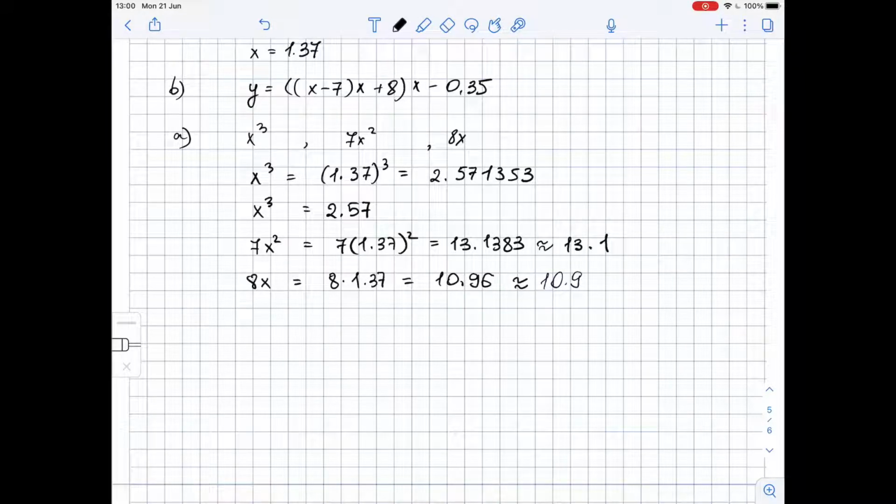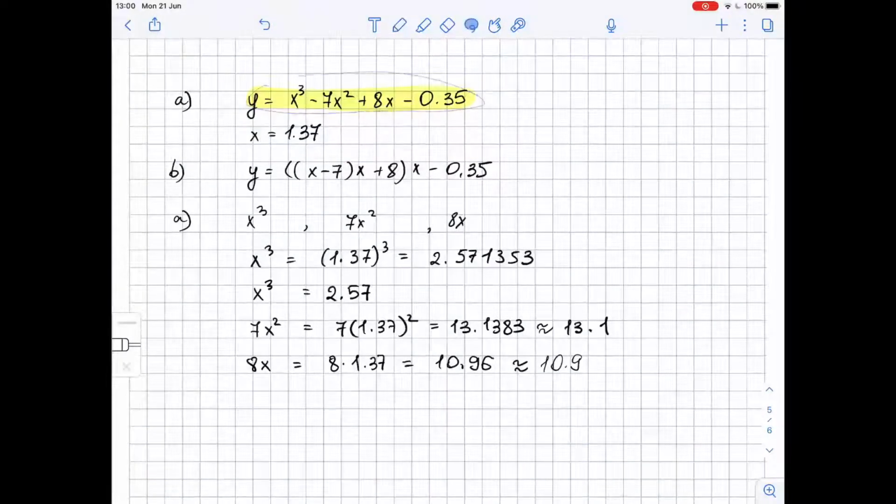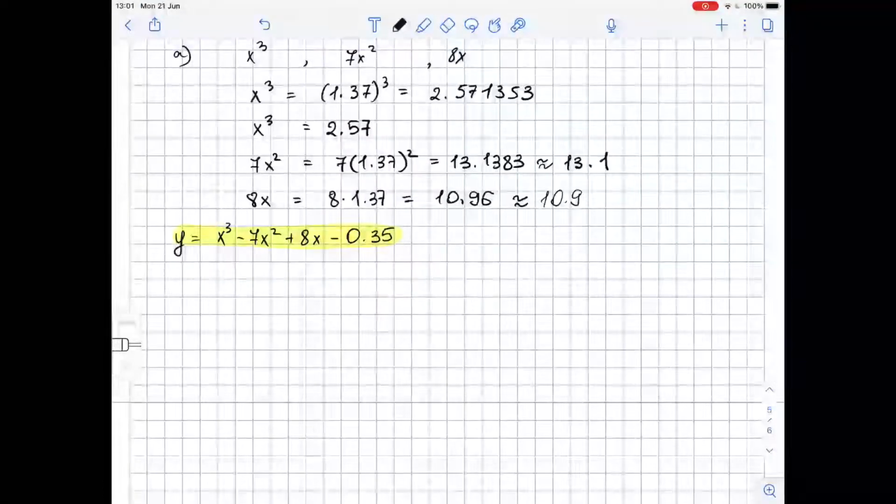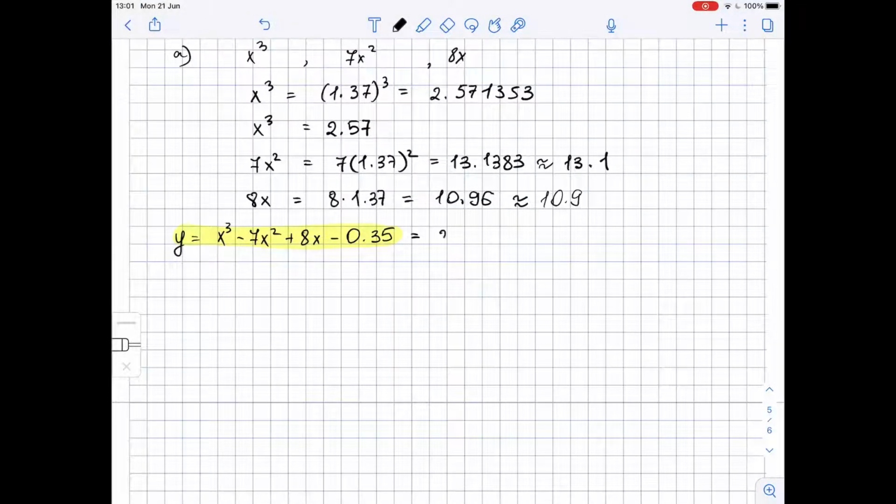Well, now let's just substitute these numbers for x cubed, x squared, and x in our polynomial. So we get that our polynomial equals x cubed, which is 2.57, minus 7x squared, which is 13.1, plus 8x, which is 10.9, and minus 0.35. And we get that this equals 0.02.